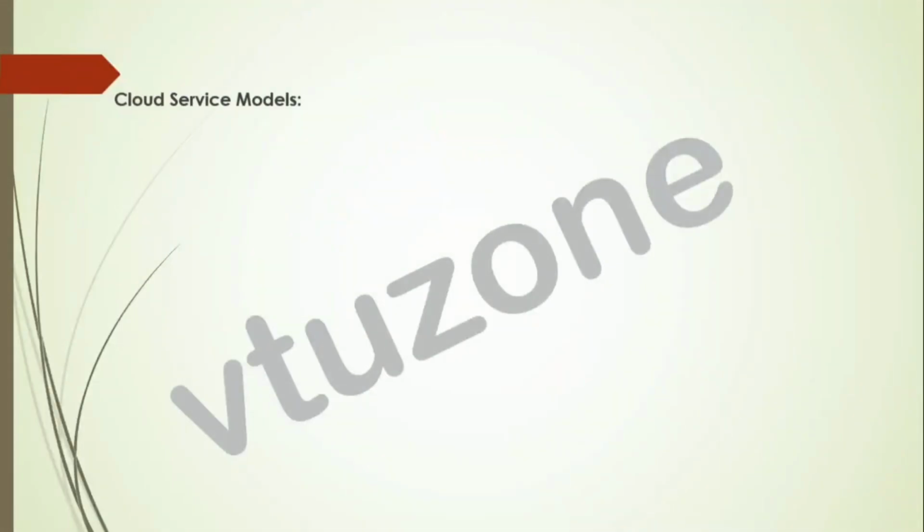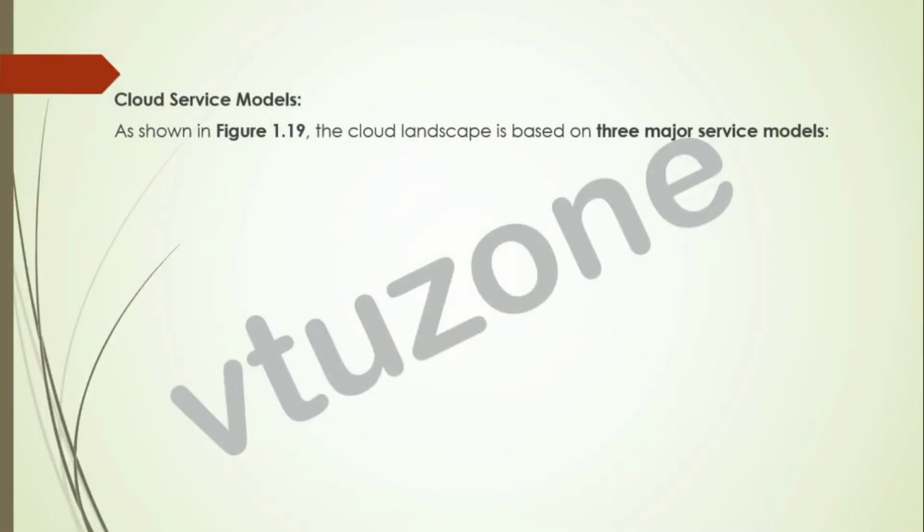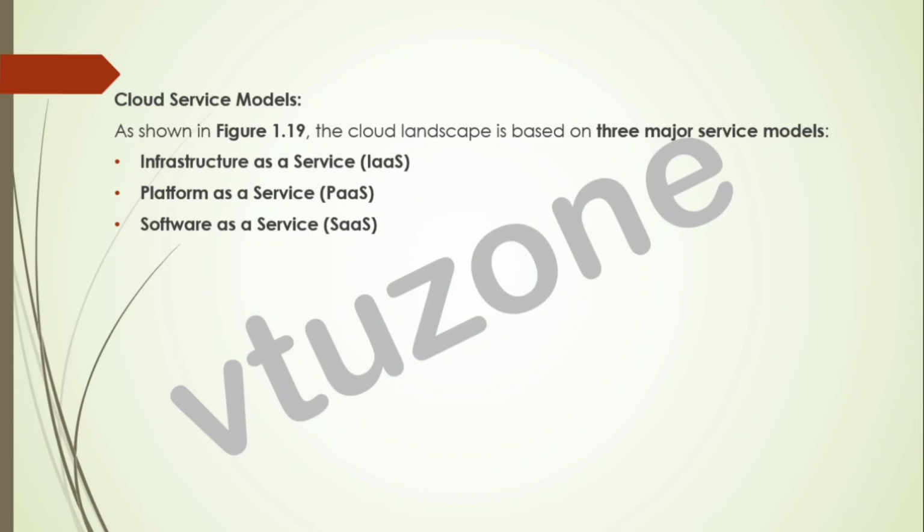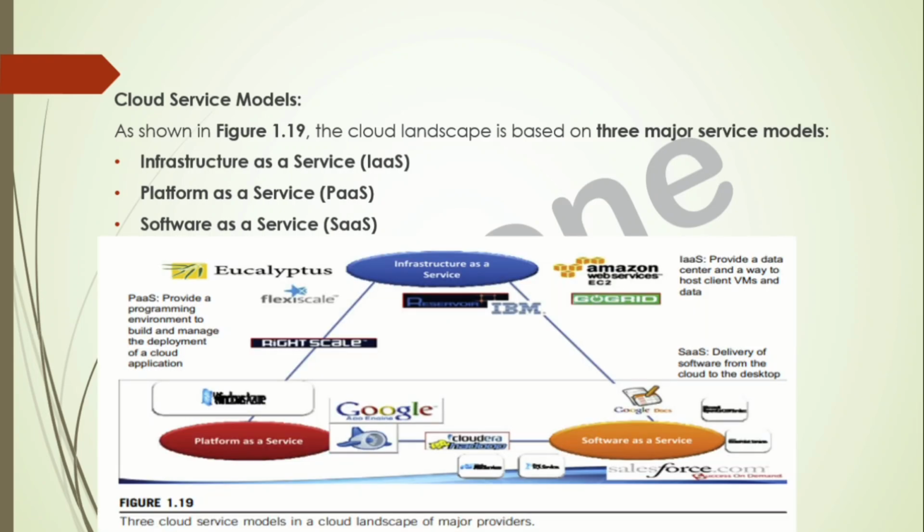And then moving to the next, see cloud service models. The cloud landscape is based on three major service models: infrastructure as a service, platform as a service, and software as a service. This diagram shows the three main cloud service models. So, infrastructure as a service provides basic computing resources like virtual machines and storage. Then platform as a service offers a development environment to build and deploy applications. Then software as a service delivers ready to use software over the internet. Each model serves a different purpose, from providing infrastructure to offering a complete application.